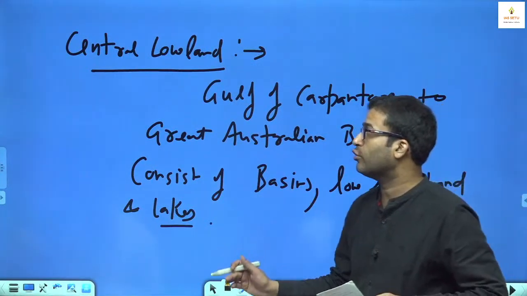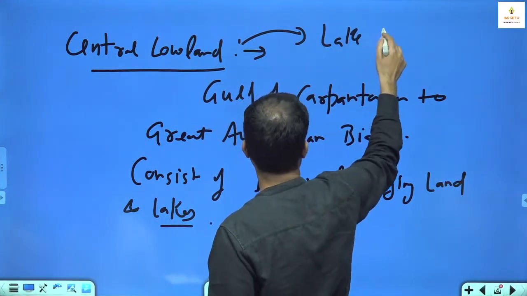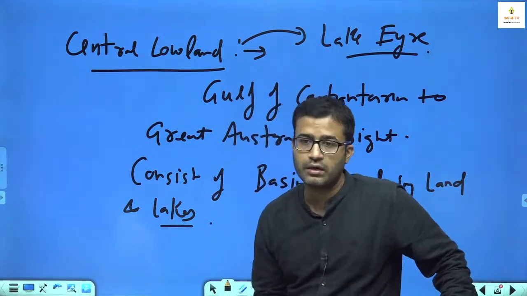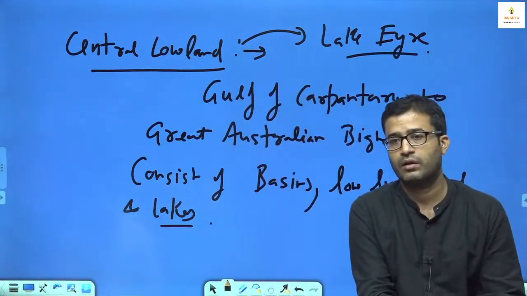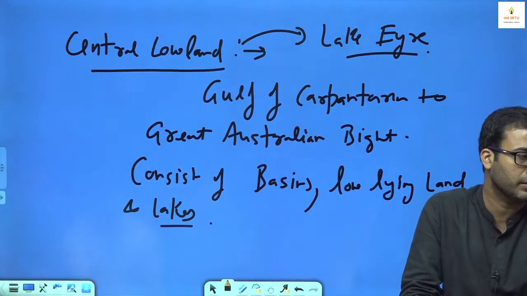And there is one lake also in the Central Lowland. We will talk about that lake later on. Lake Eyre, E-Y-R-E. That lies in the Central Lowland. We have a lake, Lake Eyre, E-Y-R-E.